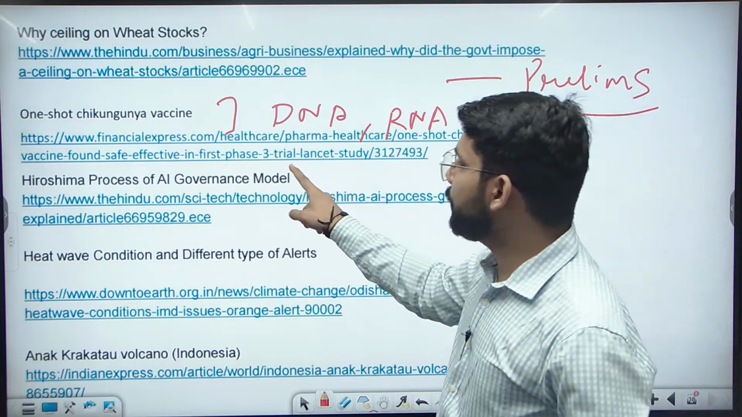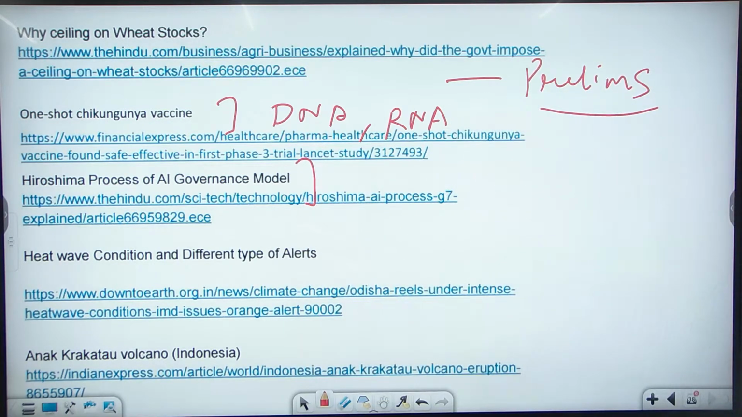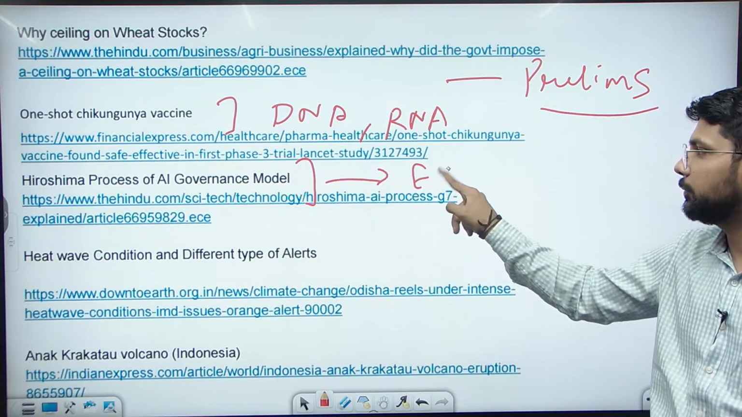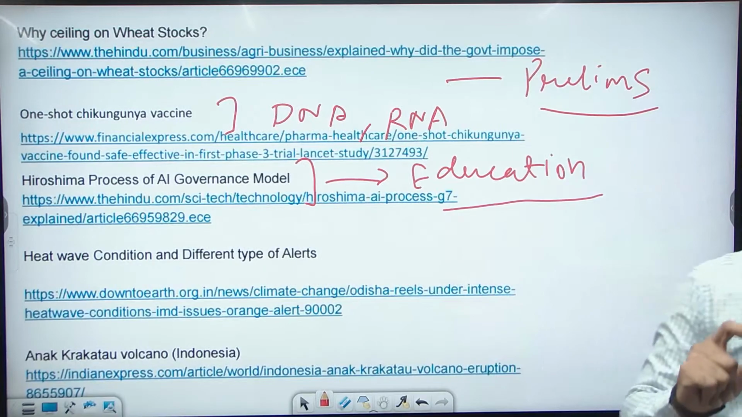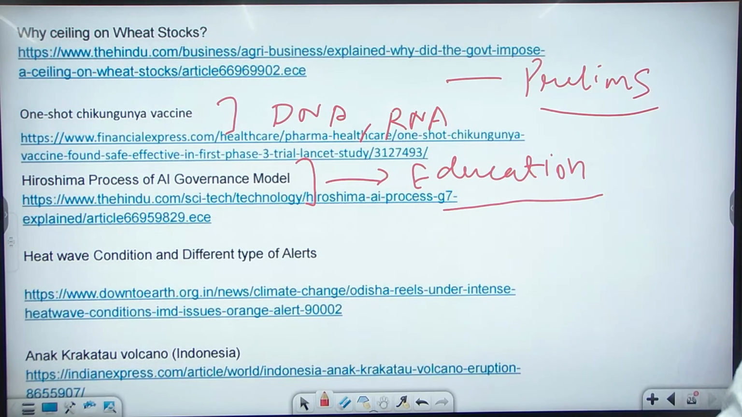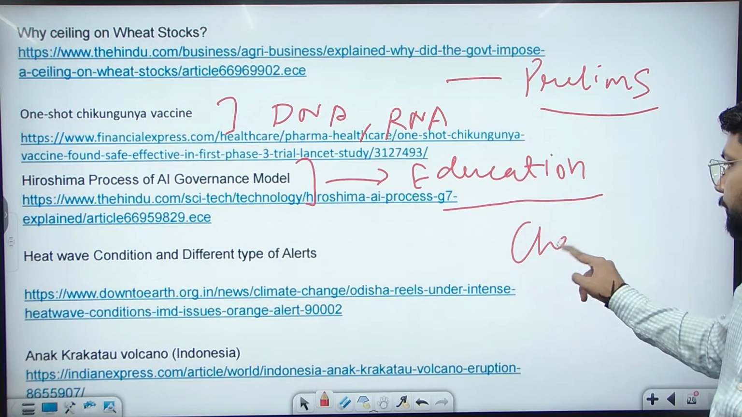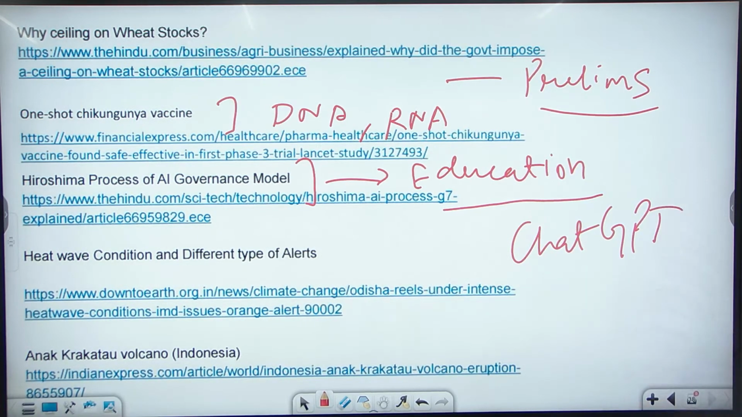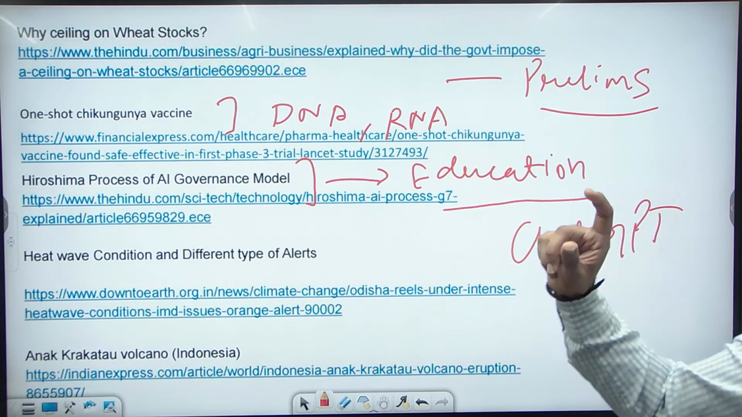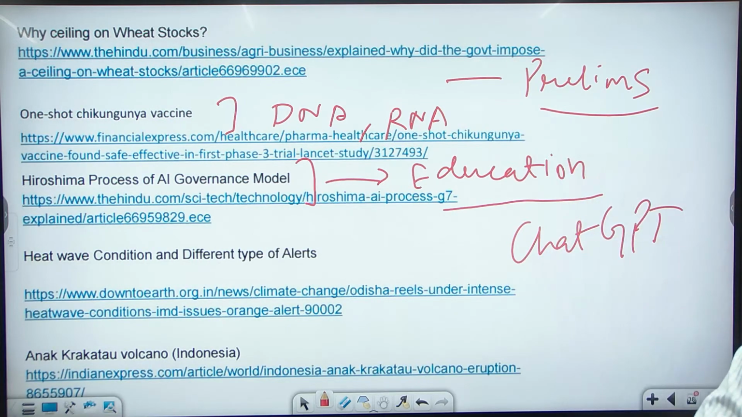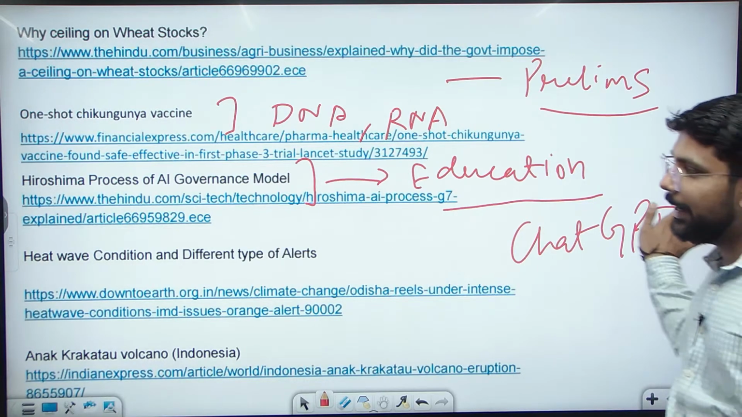Next is the Hiroshima Process for the AI governance model. This AI governance model specifically focuses on education. How artificial intelligence or generative technology can be a game changer in future education. ChatGPT. तो हमें वो नहीं बताना ना. We need to tell how artificial intelligence and GPT can change the future perspective of education in the country. तो वो बताना.